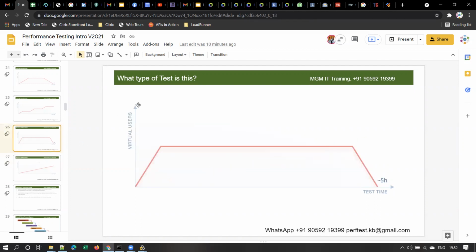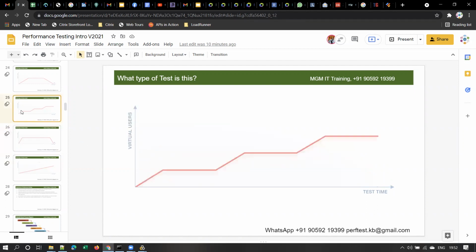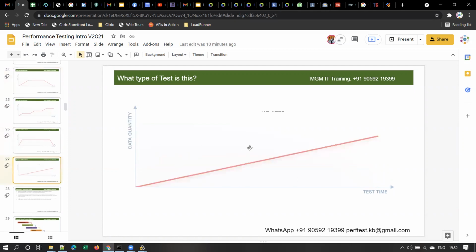And what type of test is this? Observe here, till now on the y-axis you had virtual users in all the previous graphs. Now on the y-axis you have data quantity, and on the x-axis, test time or test duration. Volume test. Right. This particular graph represents a volume test, because on the y-axis data quantity is represented, and you can see that the data volume is increasing with time, isn't it?